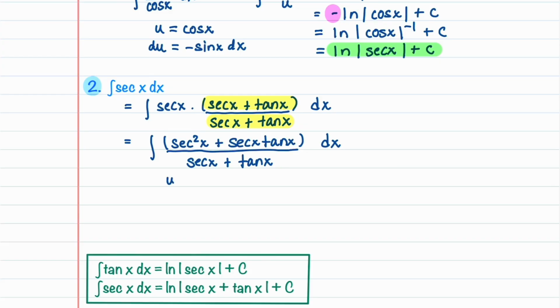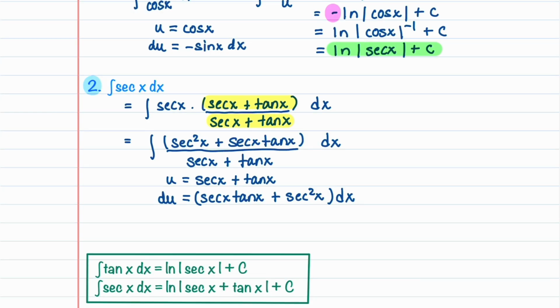We're going to let u be equal to secant x plus tangent x. And then let's see what du is. Du is the derivative of secant, which is secant x tangent x, plus the derivative of tangent x, which is secant squared x. And let's multiply all this by dx. Notice that this derivative is right up here in the numerator, and that's exactly why we did the multiplication that we did at the beginning.